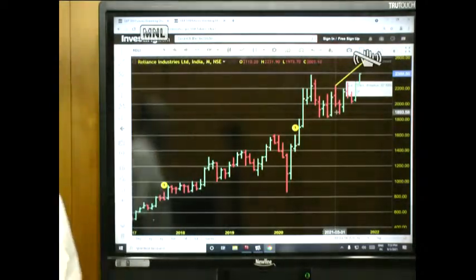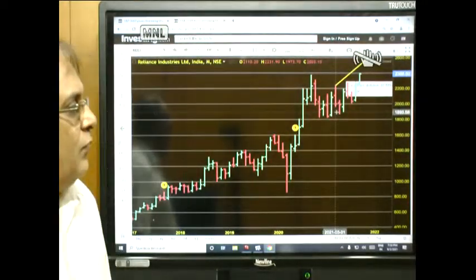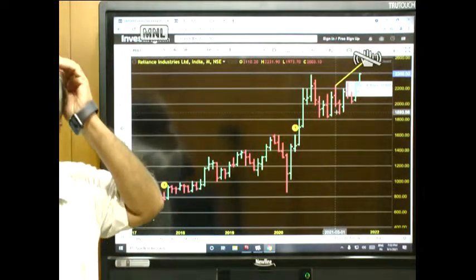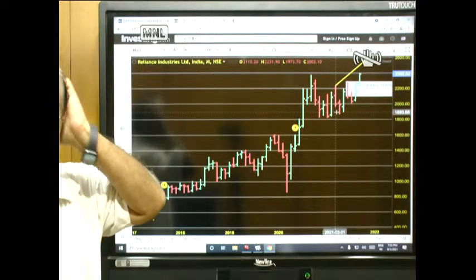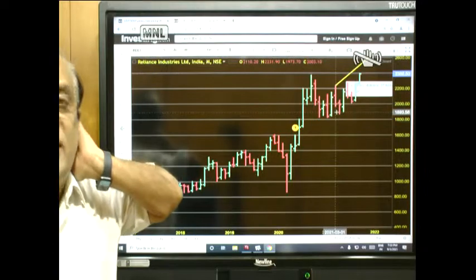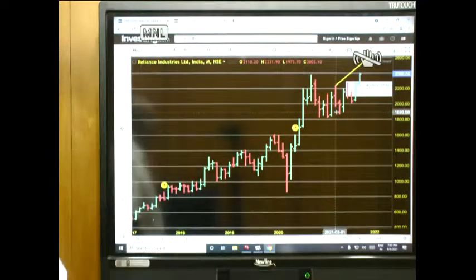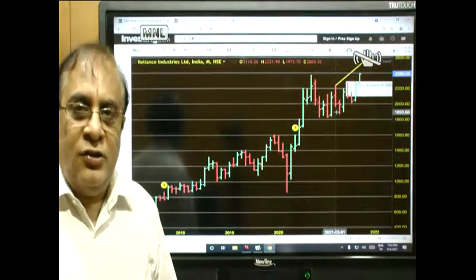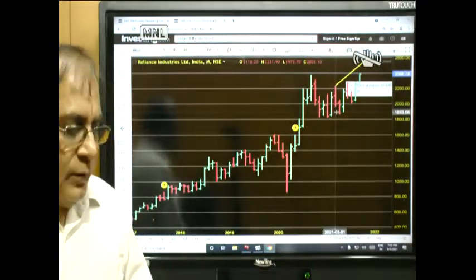So I think the 2450 call as far as Reliance is concerned, because if it breaks this 2430, 2440 levels, then it could be heading towards 2530 levels, which looks to be quite promising as far as Reliance is concerned. So we will monitor this particular strategy.